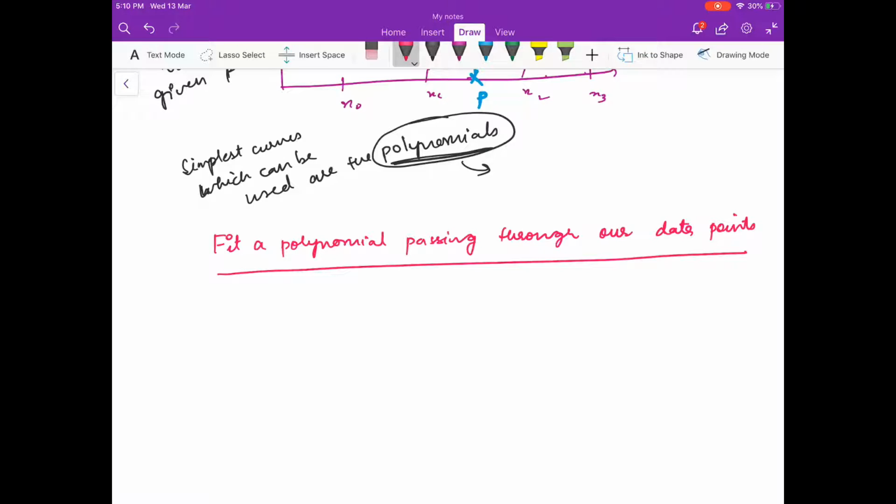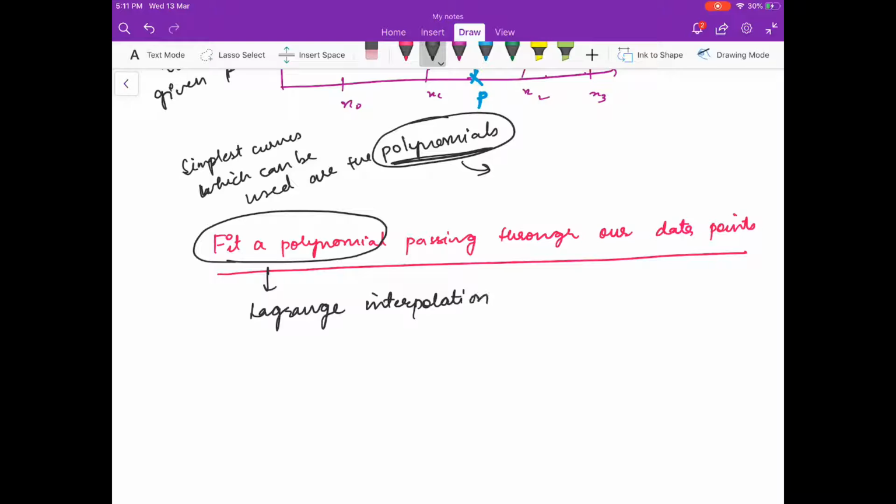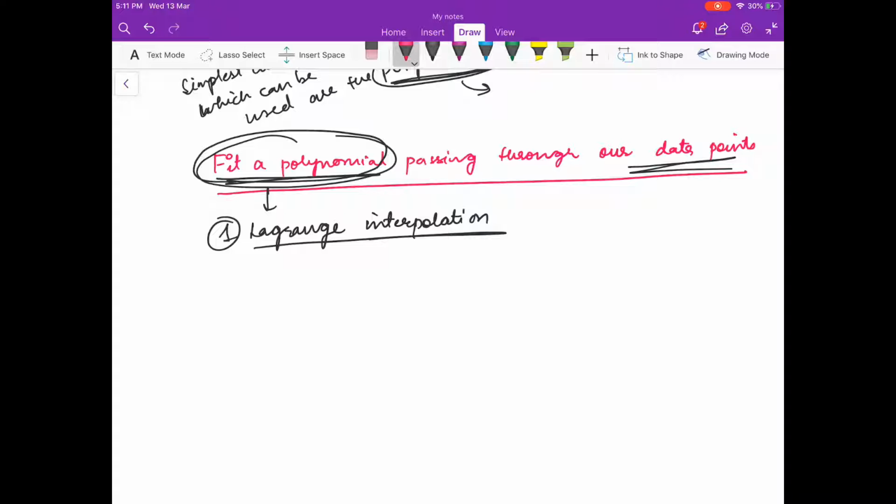Now, there are many techniques to fit this polynomial. One technique is Lagrange interpolation. Lagrange is the name of the mathematician. He has given an algorithm to fit a polynomial passing through your data points. So this is what we are going to discuss, and there are other techniques to fit the polynomial that we will discuss later. So now we will start with Lagrange interpolation.